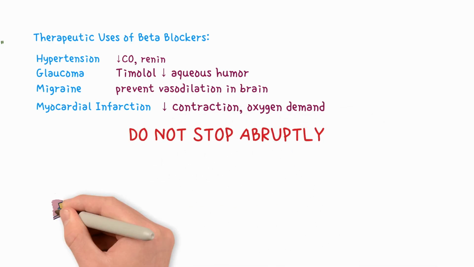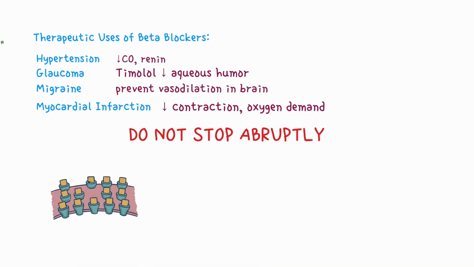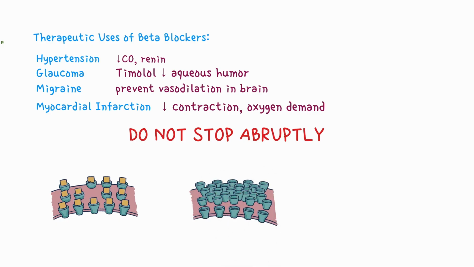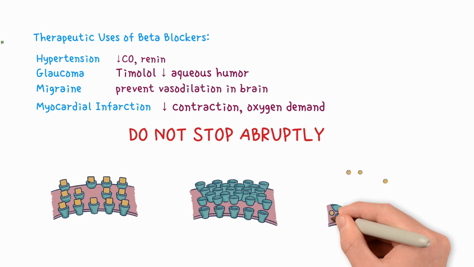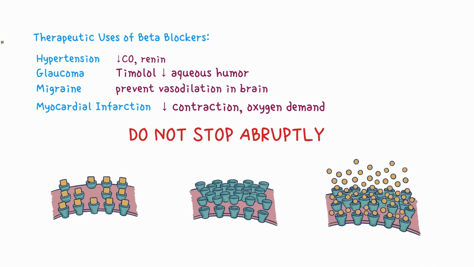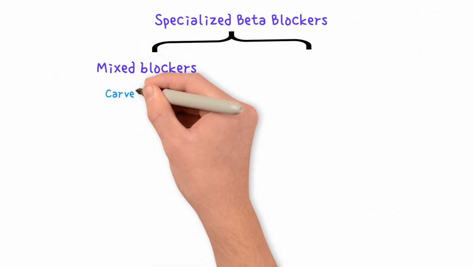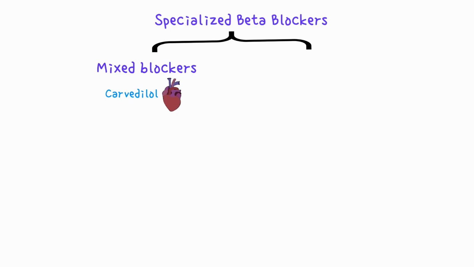Note, beta blockers must never be stopped abruptly due to receptor upregulation. When you block receptors for a long time, the body grows more receptors to try and catch a signal. If you take the drug away suddenly, the body's natural adrenaline hits an army of receptors, causing a massive rebound spike in blood pressure.